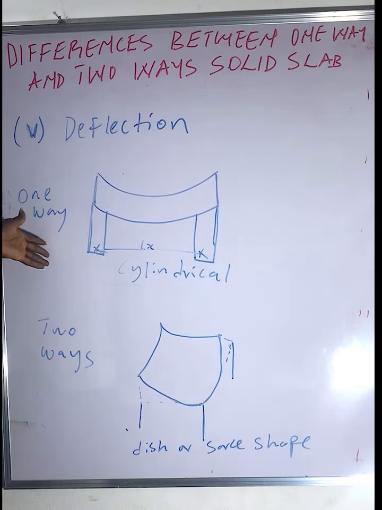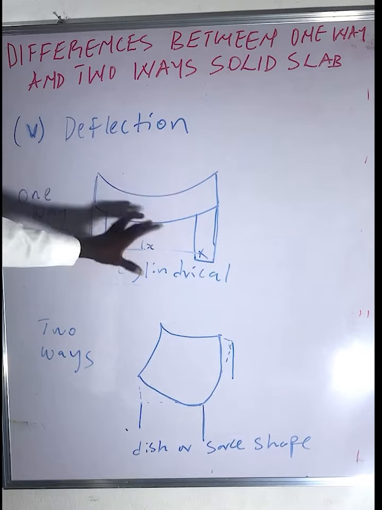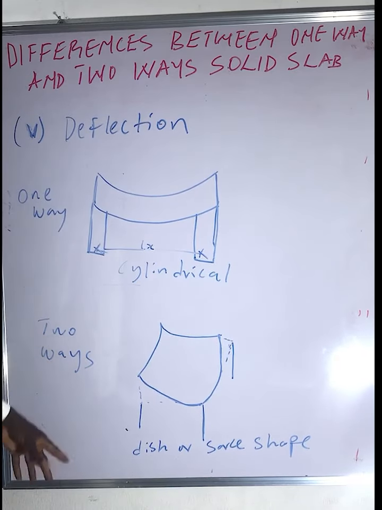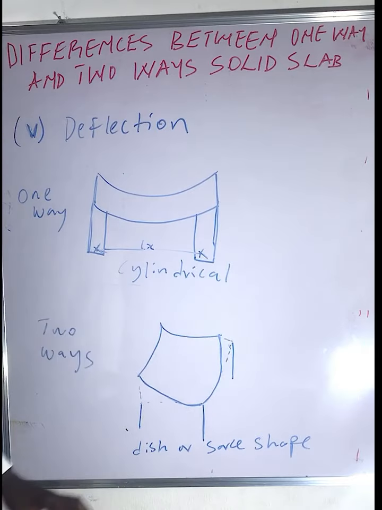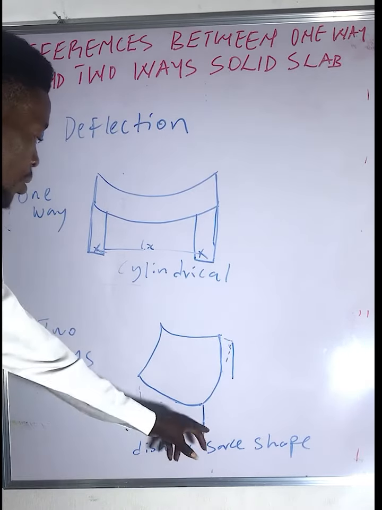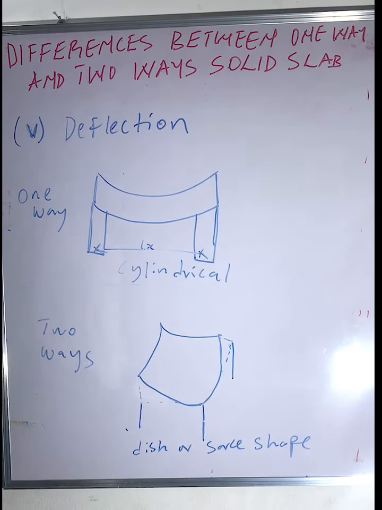So you only have deflection on the LS axis as a cylindrical shape, while for two ways, it has this shape. It's deflected on all four sides. These are your supports, and this is how your deflection will look like for a two-way slab.